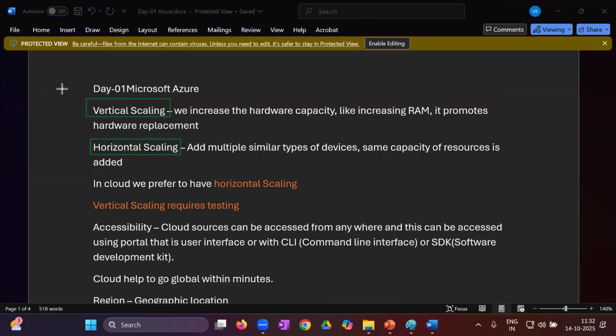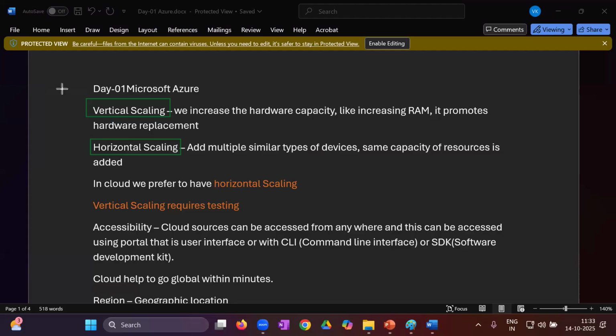In cloud, what is vertical scaling? When we increase the hardware capacity, like increasing the RAM, it promotes what? Hardware replacement. Vertical scaling means, let's say I have a mobile phone with a capacity of 128 GB. I replaced it, I purchased 256 GB. Again, I replaced it, I purchased 512 GB. It means every time I'm replacing the device, right? So this is vertical scaling. We increase the hardware capacity by increasing the RAM.